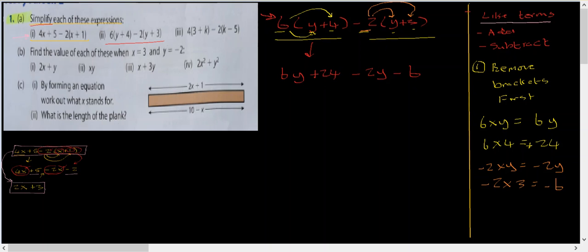So the next part, what we want to do is identify like terms. Remember, we can add and subtract like terms. So the first thing you want to do is identify the like terms. If we look at this term here, it's 6y. Have we any other terms that are like 6y? If we have a look here, we have minus 2y. So 6y and minus 2y are like terms.